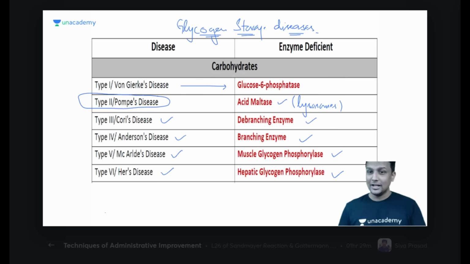These are all required for the exam. So type 1 Von Gierke, type 2 Pompe, type 3 Cori, type 4 Anderson, type 5 McArdle, and type 6 will be Hers disease, guys. Lovely. Now, after completing all these glycogen storage diseases, the third concept for today is completed, and now welcome to the next one, guys.